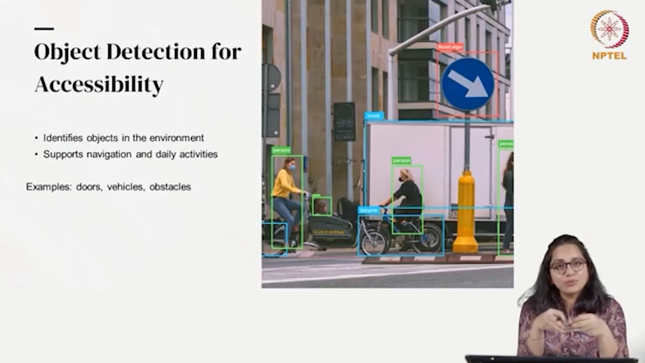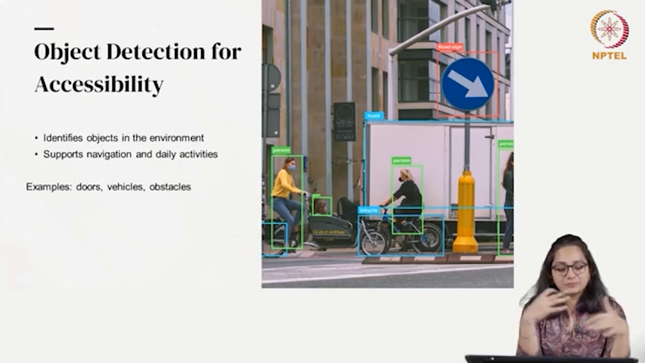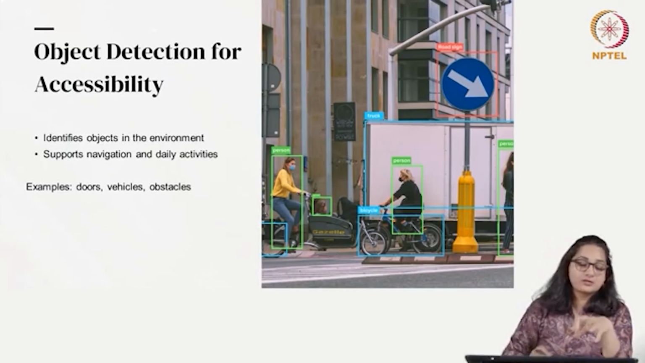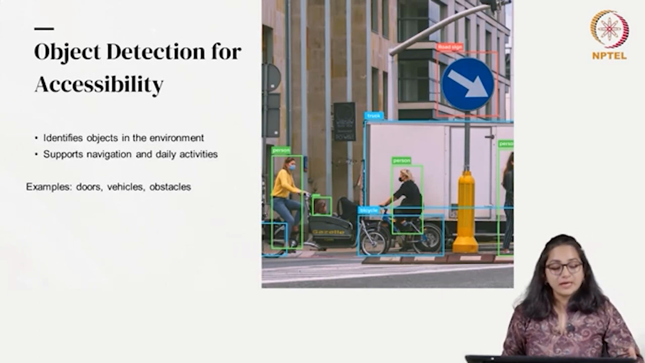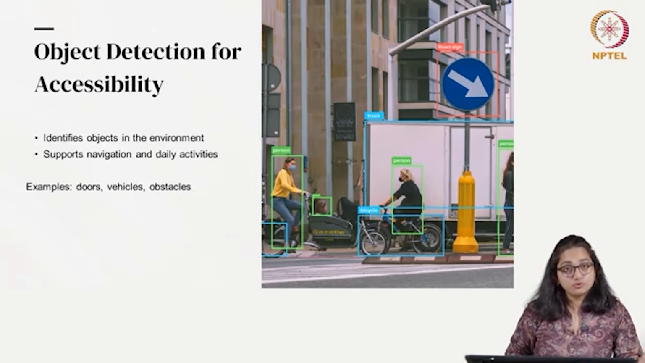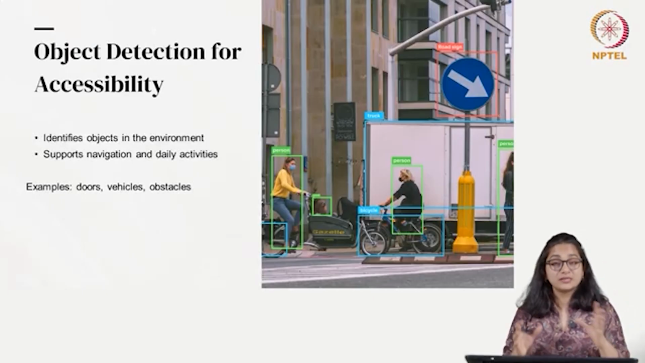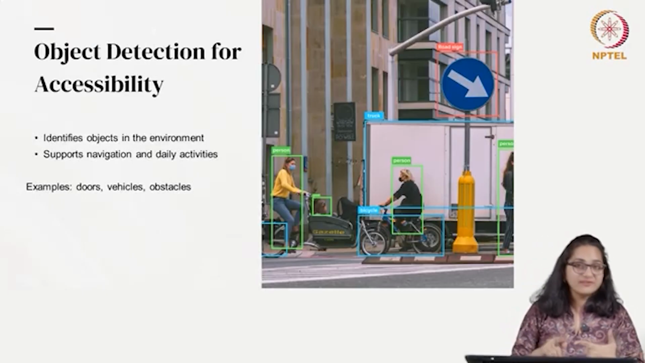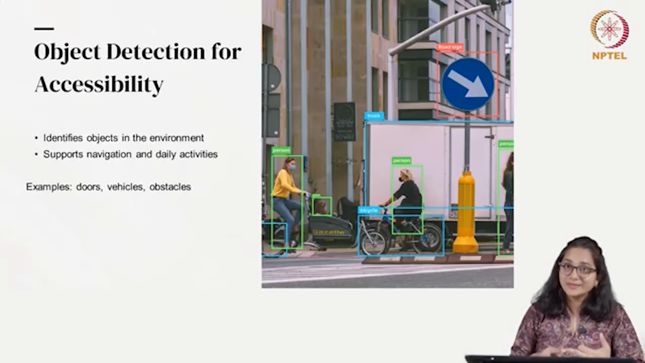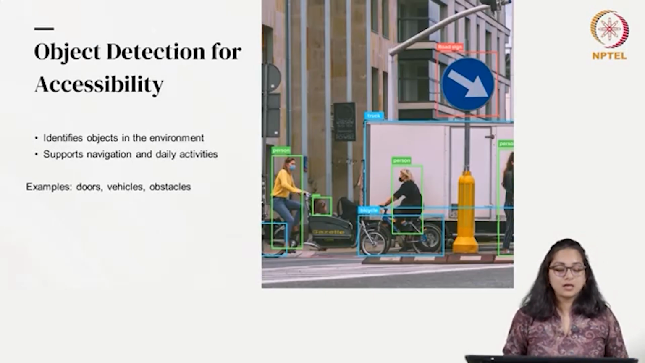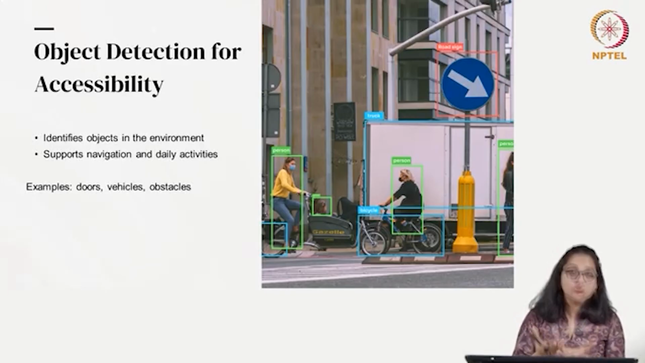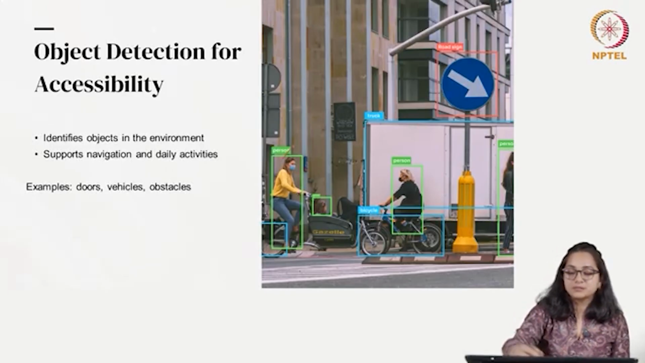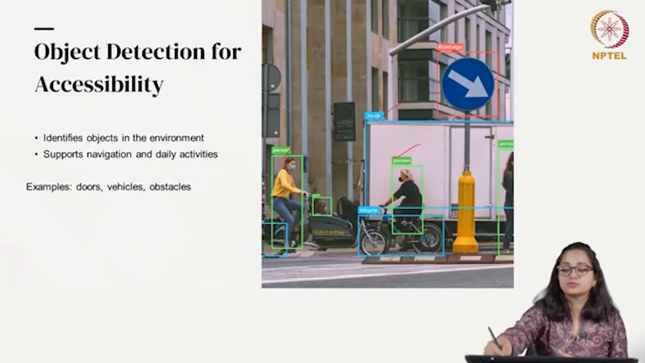So how can each core capability be implemented in what kind of scenarios? Let us talk about that. So object detection, how it can be used. It is able to identify objects in an environment. It can be used in navigation and in other daily activities. For example, doors, vehicles, other humans, or a truck. It is able to tell you there's a road sign.